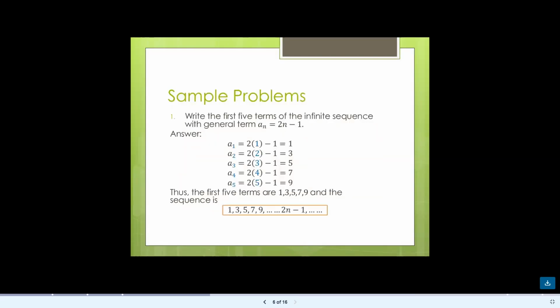So this is a little example. You have a sequence and the general term is 2n minus 1. Let's say you want the first 5 terms. You just substitute in the place of n the domain 1, 2, 3, 4, 5, and you do your arithmetic and you get your 5 terms, right? Very simple.